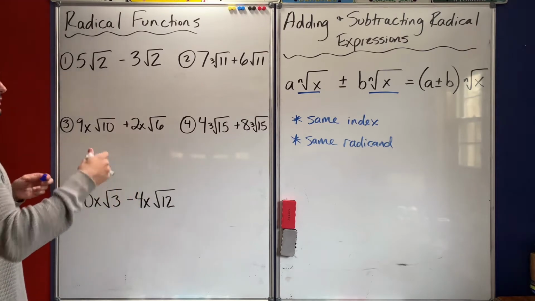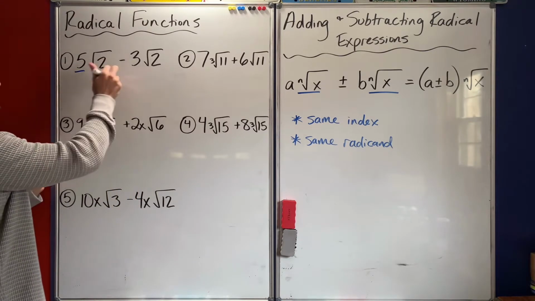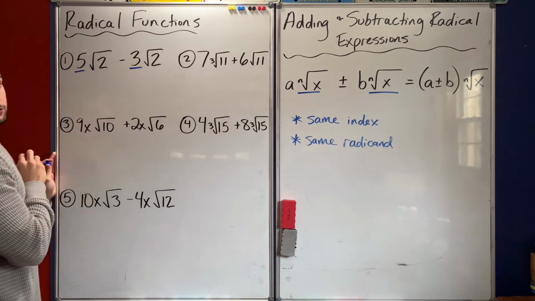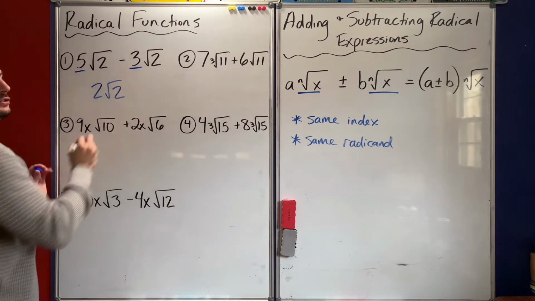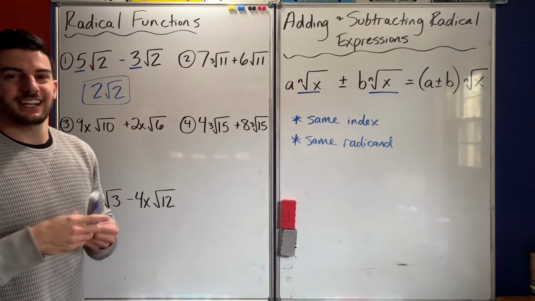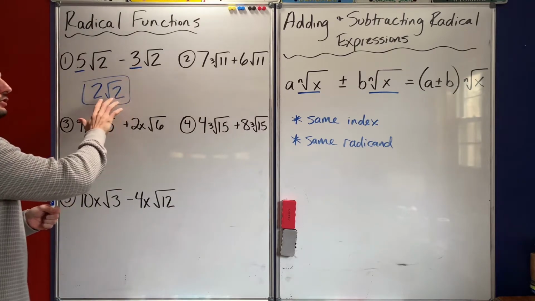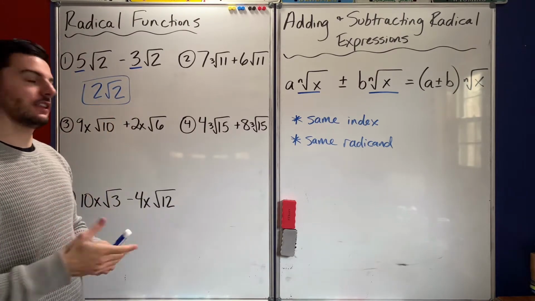That means we're going to be able to subtract these, and we can just do 5 square roots of 2 minus 3 square roots of 2 to give me 2 square roots of 2. I'm able to subtract those just like that. It's kind of like with like terms. If I had 5x minus 3x, I would have 2x. It's kind of the same idea.